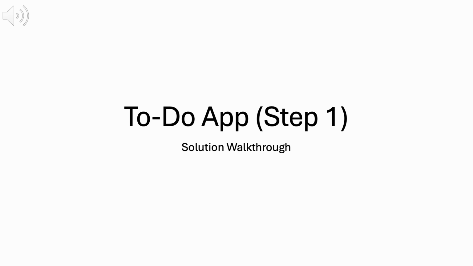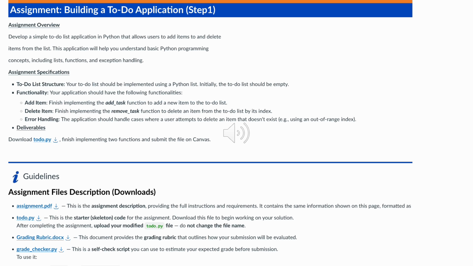The goal is to make sure everyone clearly understands this first step before we continue building the rest of the ToDo application. This assignment is called Building a ToDo Application, Step 1. In this assignment, you will begin developing a simple to-do list application in Python. The goal is to practice core programming concepts such as lists, functions, and exception handling. For this step, your to-do list should be stored using a Python list, and it should start out empty.